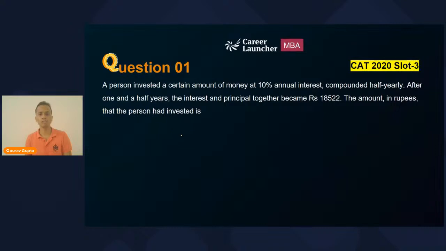So amount is equal to principal bracket 1 plus rate of interest upon 100 raised to the power number of times the calculation is being done. Okay. Now important parameters of this question. A person invested the amount at 10% annual interest. So 10% is the annual interest, but it is compounded half yearly.